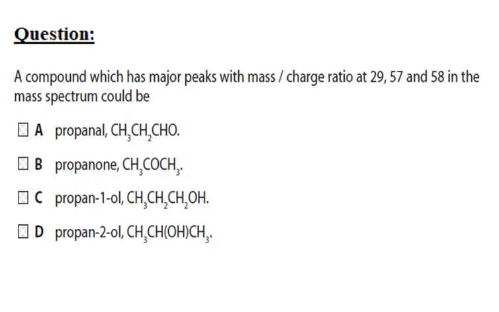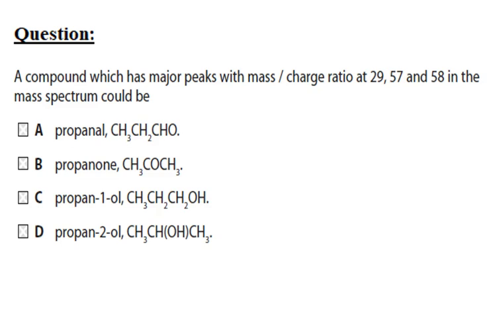Okay, let's try another question. A compound which has major peaks with mass over charge ratio at 29, 57, and 58 in the mass spectrum could be which of these? So you want one of these that you can break up and get a part that gives you a molecular mass of 58, another part that gives you molecular mass of 57, and another part that gives you molecular mass of 29. So let us look at the first choice that we have, propanal.